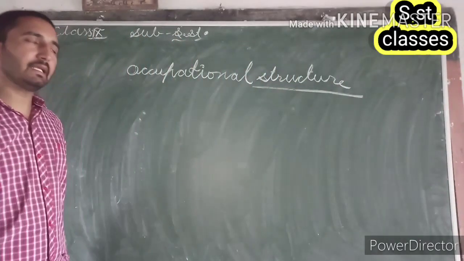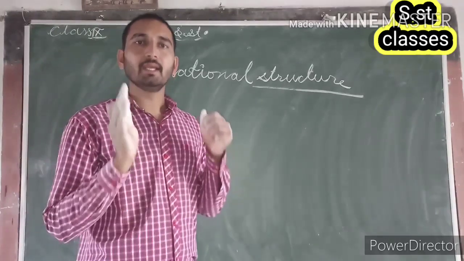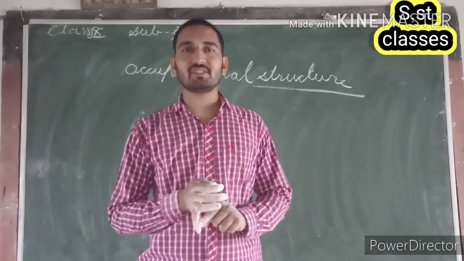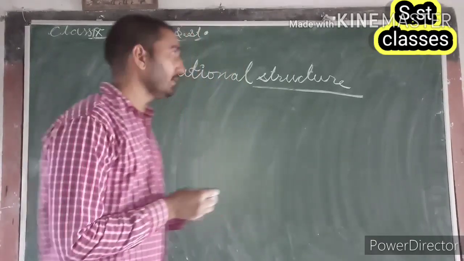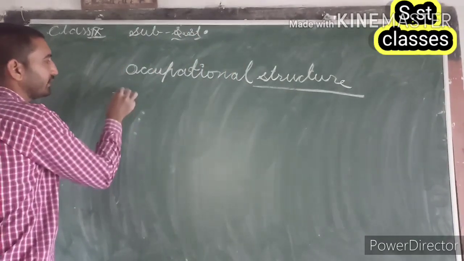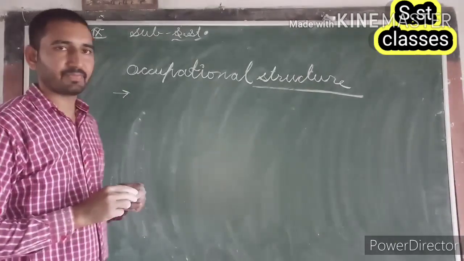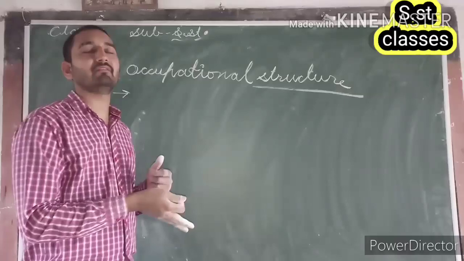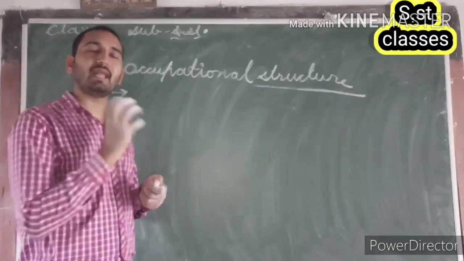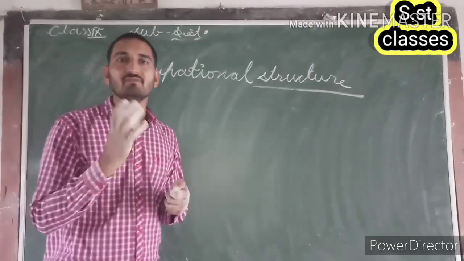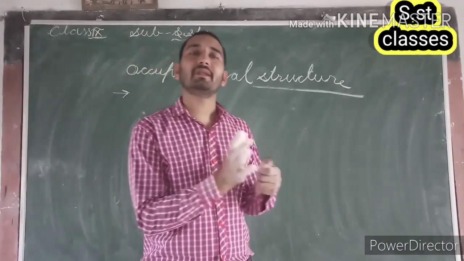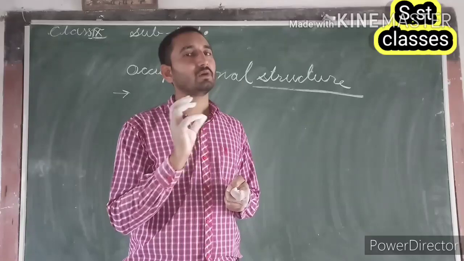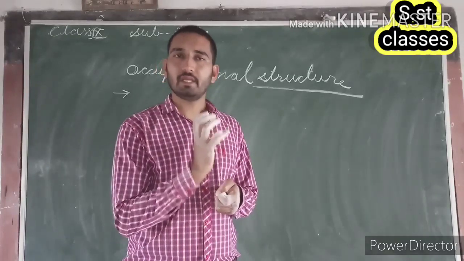So guys, generally in an economy we have three major sectors: primary sector, secondary sector, and tertiary sector. If we talk about the occupational structure, then we can say that the various categories of occupations in which people are involved, in which people are getting their employment, is known as the occupational structure of that economy.